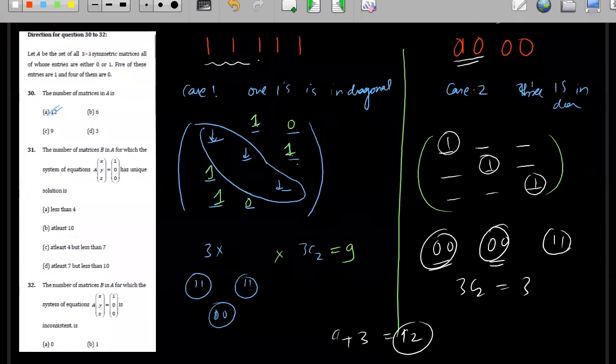So now if I have 3 places, I can fill these 3 places with 2 zeros and 1 one. So I will choose any 3C2, 2 places. Suppose I chose this and this. In these 2 places I will fill 0. The last place will be filled with 1. Automatically these 2 places will be filled with 0. This place will be filled with 1 because I have to make a symmetric matrix. I hope everybody understood this part.